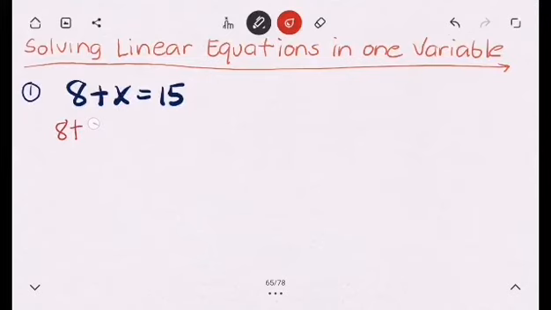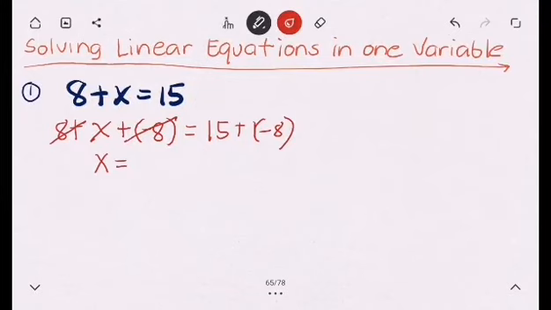Okay, so 8 plus x. So, para mawala si positive 8, gagamitan natin ng addition property of equality. So, mag-a-add tayo ng negative 8 sa left side, ganun din sa right side. Okay. So, pag kinumbay natin yung 8 at saka negative 8, 0. So, matitira sa left side is x. So, 15 plus negative 8 will give us positive 7. So, for number 1, the solution or the value of x is equal to 7.